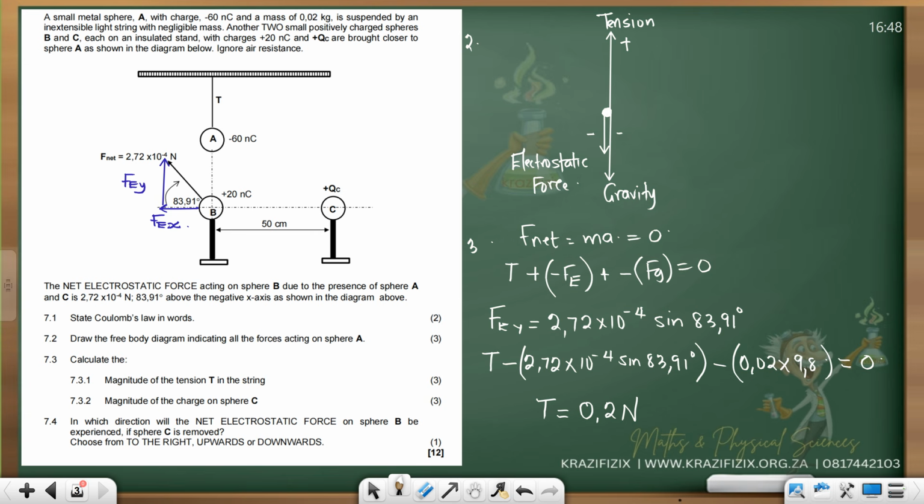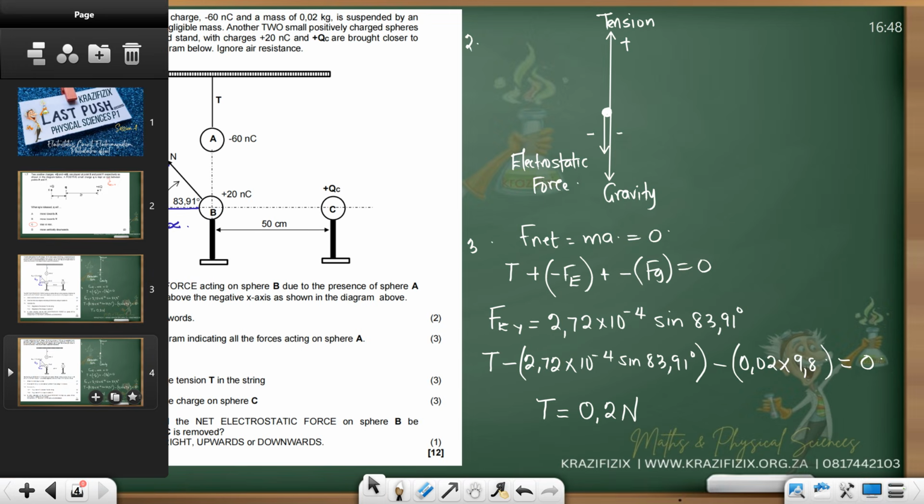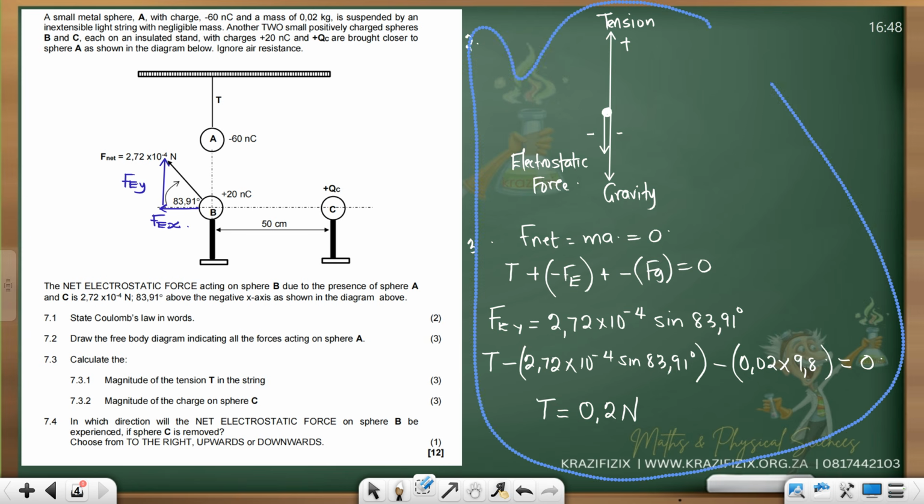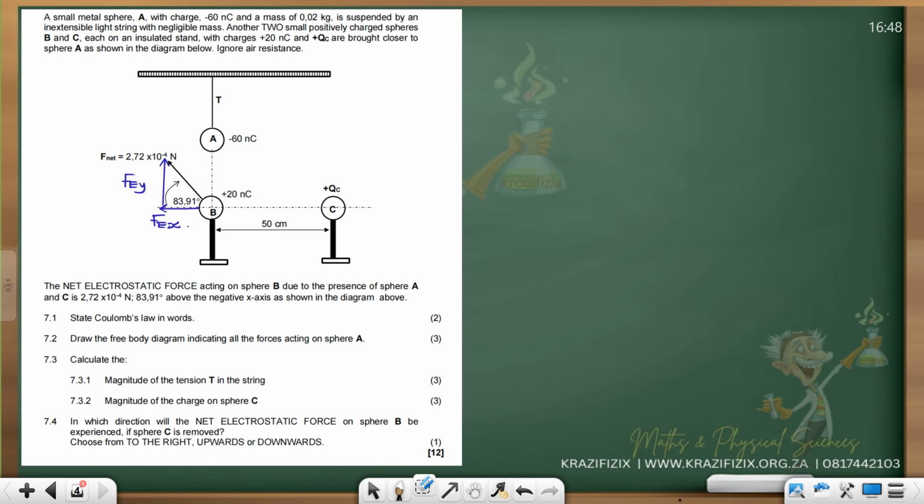Okay, guys, 7.3.2. What do you think would be the magnitude of the charge on C? Let's look at C quickly. I want us to look at C. Once we say C, I think we are moving A away from the whole equation now. So we are dealing with the horizontal. What's happening? They are both positive. So they are repelling. Oh, beautiful.